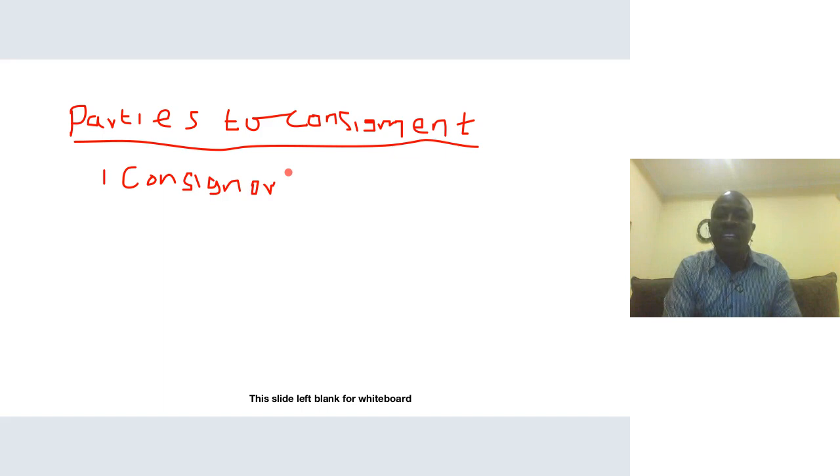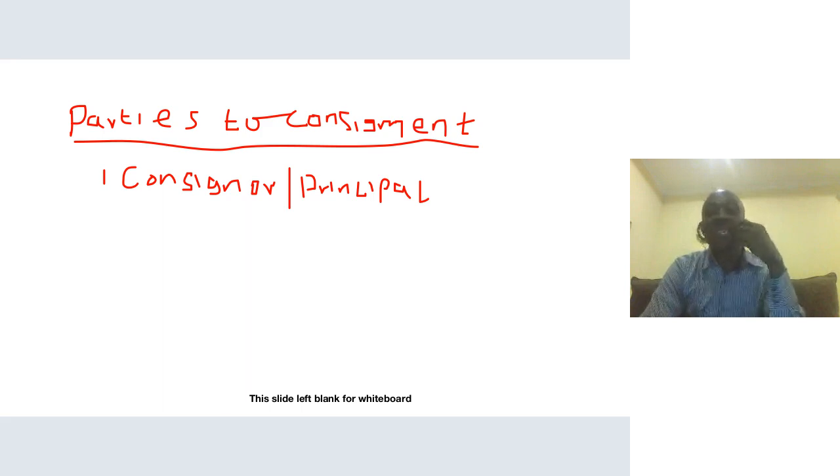Now, the consignor, in some books, they refer to it also as the principal. The principal or the consignor is the party that sells the goods and is also the actual owner of the goods, the actual owner of the goods. So he's called a consignor.